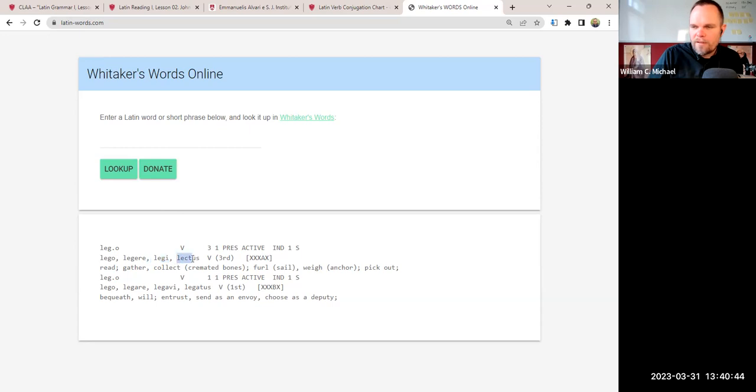And then lectus. Lectus, again, let's see who's thinking here. Lectus is the perfect passive participle. Think of a word like factus from Latin reading. Factus, lectus. How would we pronounce lectus? It's a participle, it's perfect tense, and it's passive.